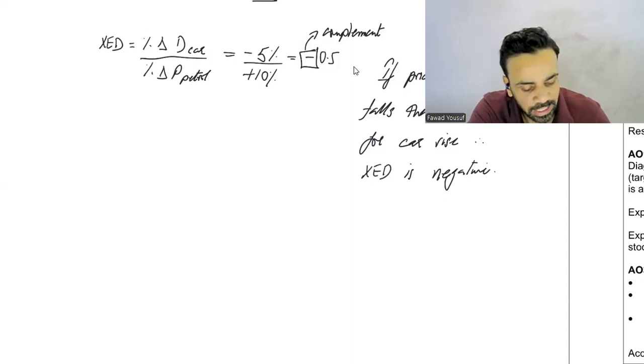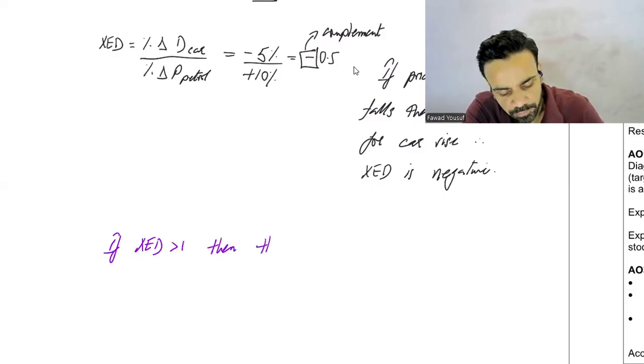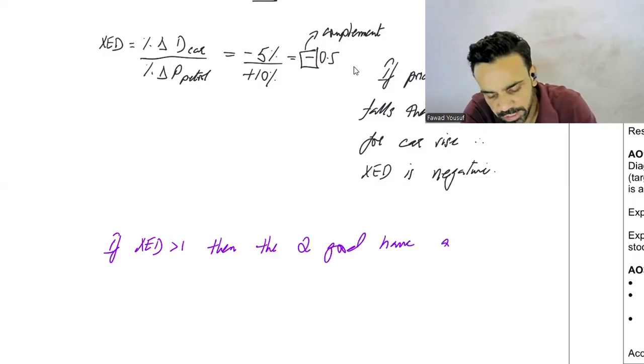I'll just briefly explain the idea that if XED is greater than 1, then the two goods have a strong relationship.